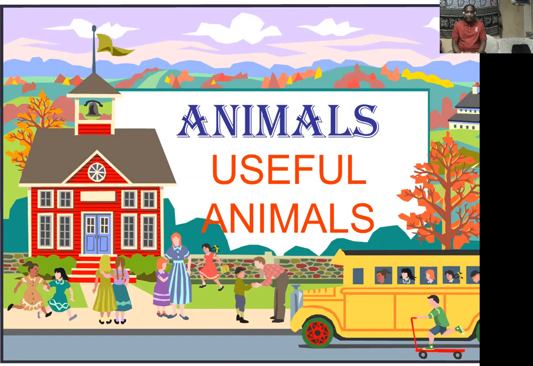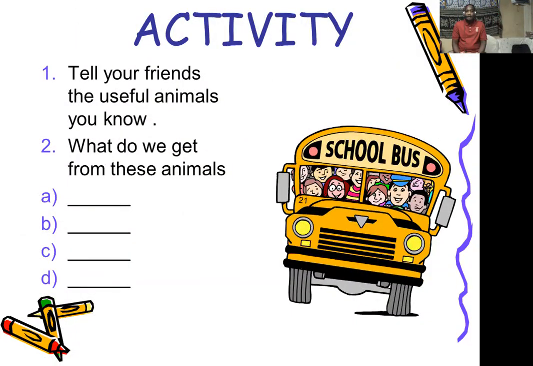Pupils, for example, I want you to tell your friend some of the useful animals you know, or you can ask yourself some of the useful animals you know. I'm keeping quiet. I give you 1 minute. You tell yourself or your friend or your parent who is closer to you some of the useful animals you know. One, two, three, start.